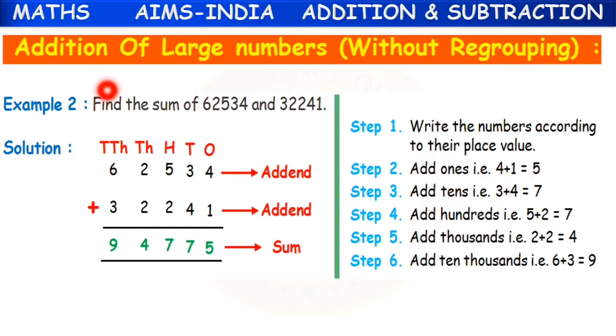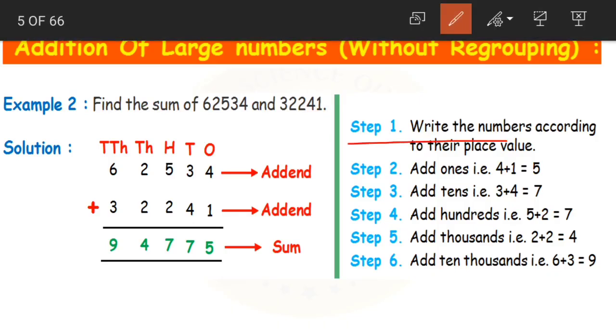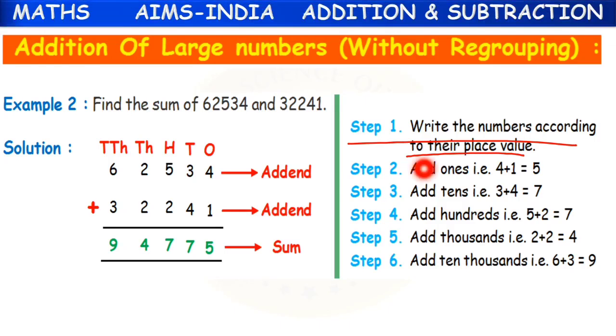Yes. Now let us come to addition of large numbers without regrouping. Without regrouping is nothing but without any carry forward. We are having 5-digit numbers here. Find the sum of 62,534 and 32,241. Now you are already familiar with additions. Yes, you have already done 3-digit and 4-digit additions in your third class. Now let us solve how to add 5-digit numbers. We are given 2 5-digit numbers. So what will the first step be, children? Yes, the first step always will be to write the numbers according to their place value.